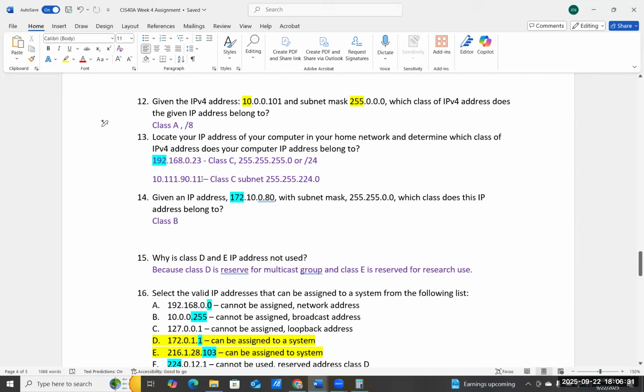And then if you're looking at the school computer, let's say that it's 10.111.90.11 again. We are going to refer to the first octet, but wait a minute. If you look at the subnet mask, it is a subnet mask. Yes.